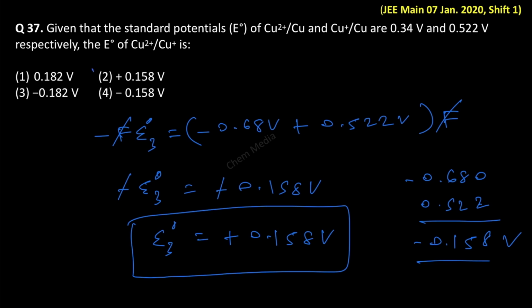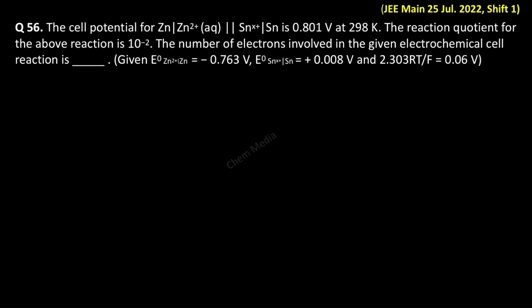Therefore, option 2 is correct. The cell potential for the following electrochemical cell is given as 0.801 volt at 298 Kelvin. The reaction quotient for the above reaction is given as 10 to the power minus 2. In that case, what is the number of electrons involved in the given electrochemical cell reaction?